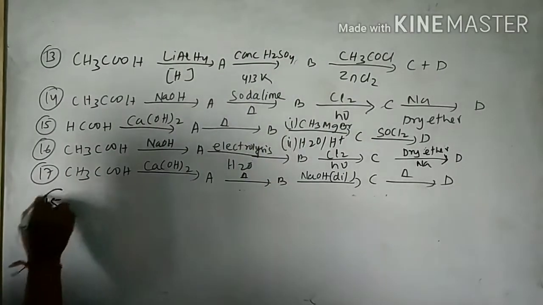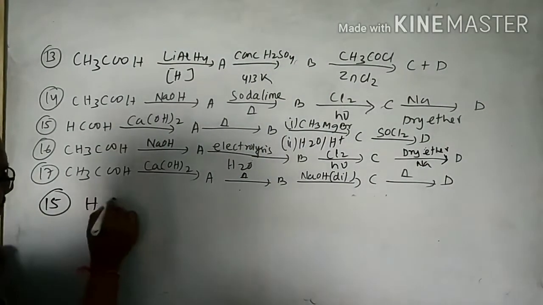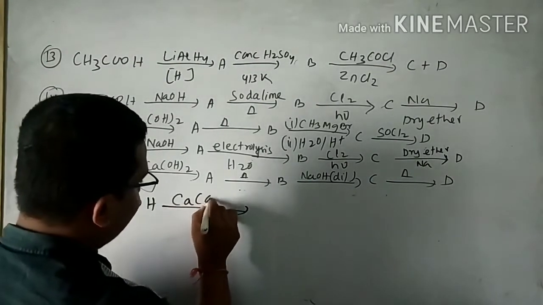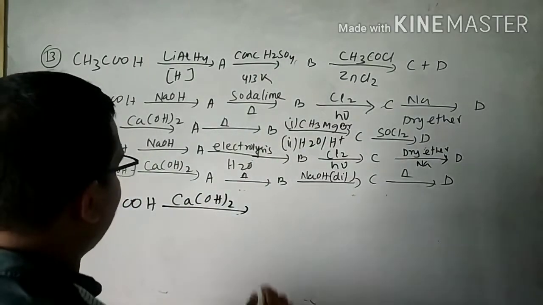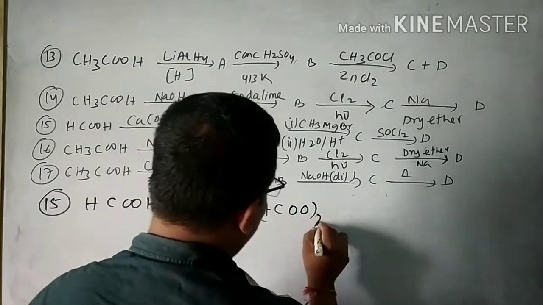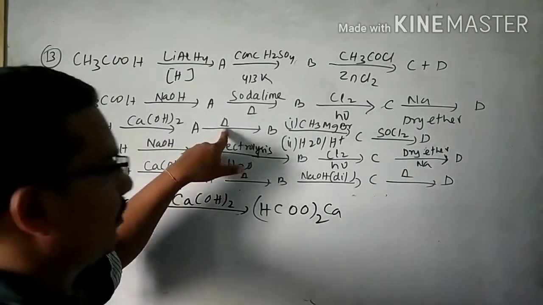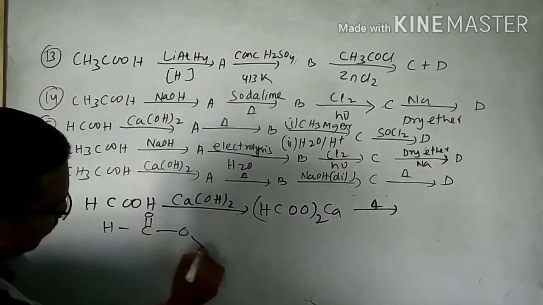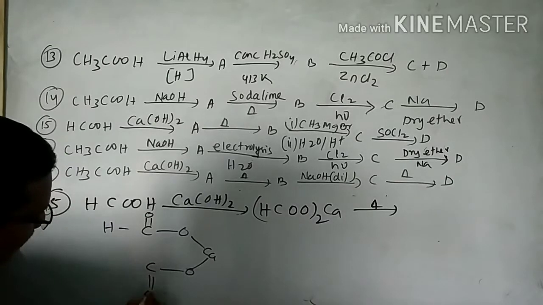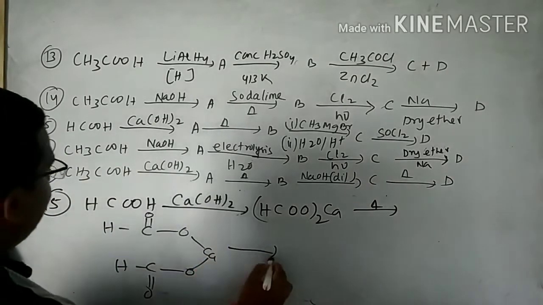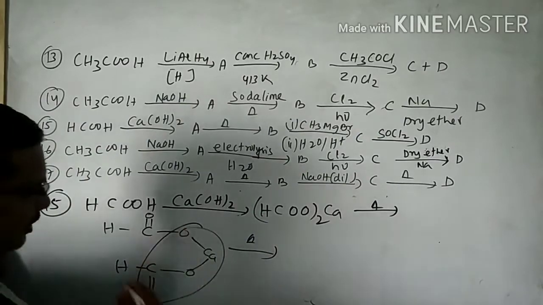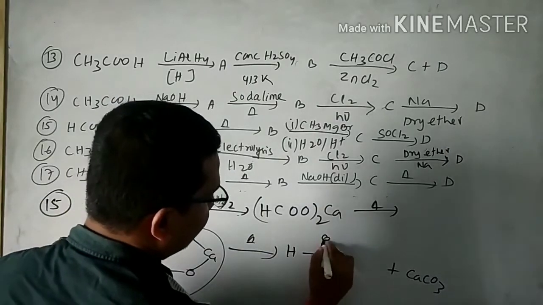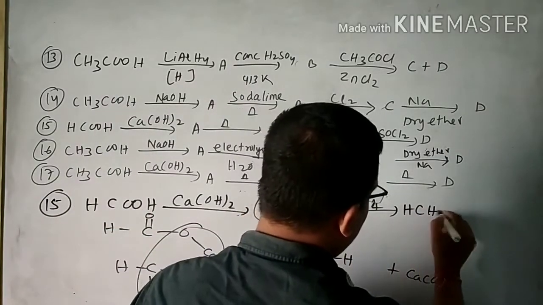Now I will do question number 15. HCOOH, that is formic acid, is given. It is subjected to reaction with calcium hydroxide. Calcium formate will be formed, (HCOO)2Ca. Next it is subjected to heating. This is the structure of calcium formate. When it is subjected to heating, calcium carbonate, CaCO3, is formed as a byproduct, and the remaining is formaldehyde. So we can write here HCHO.